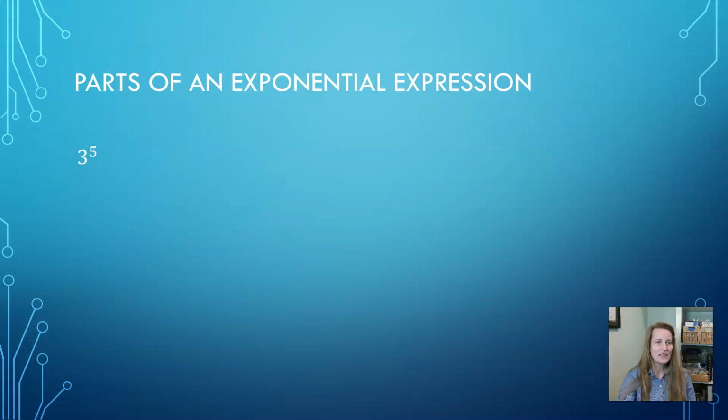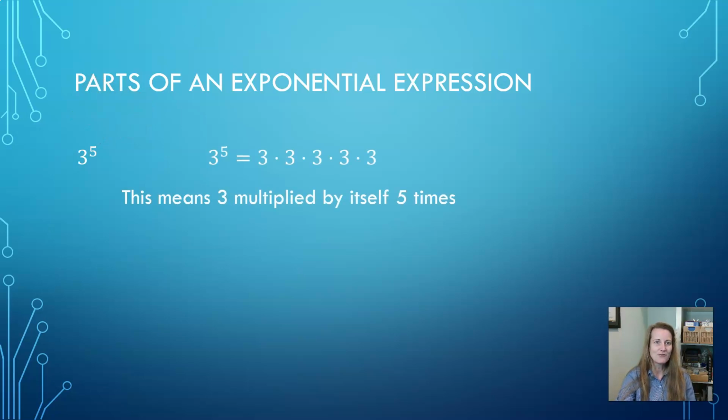If I have 3 to the 5th power right here, what is my base and what is my power? I know that my base is the 3 and my power is the 5. But what does that mean? It means I multiply 3 by itself 5 times. 1, 2, 3, 4, 5. And I can actually get a number as well. 3 times 3 times 3 times 3 times 3. In this case, we're just going to simplify the expressions.